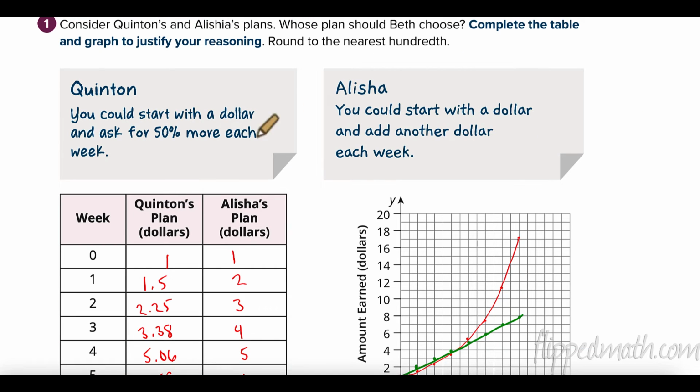All right, so Quentin starts with $1, and so does Alicia. So that's our starting values. We need to remember that. And each week, he asks for 50% more. So really, what am I multiplying? I have 100%, and he's asking for 50% more. So I'm actually getting 150% of what I had the week before. So my multiplier is going to be 1.5. That's what I'm going to multiply each time.